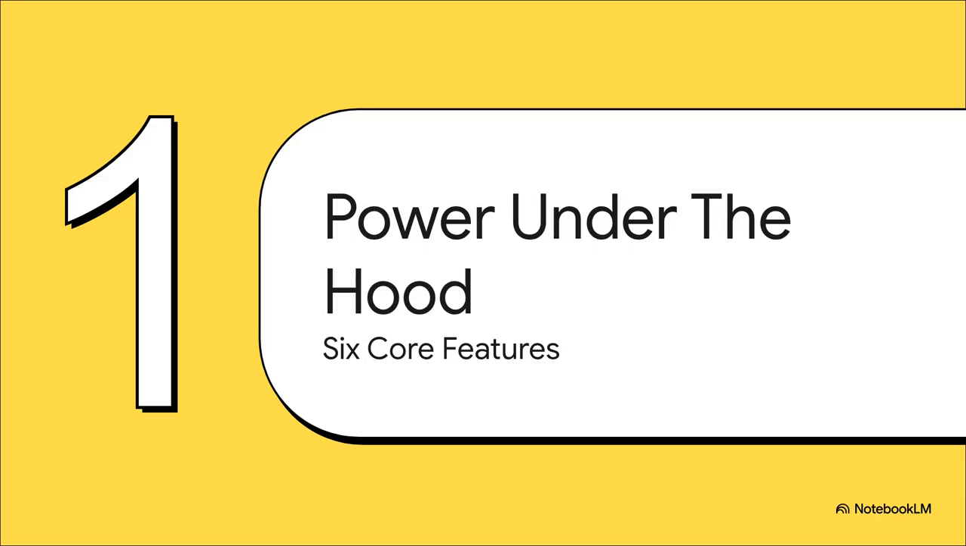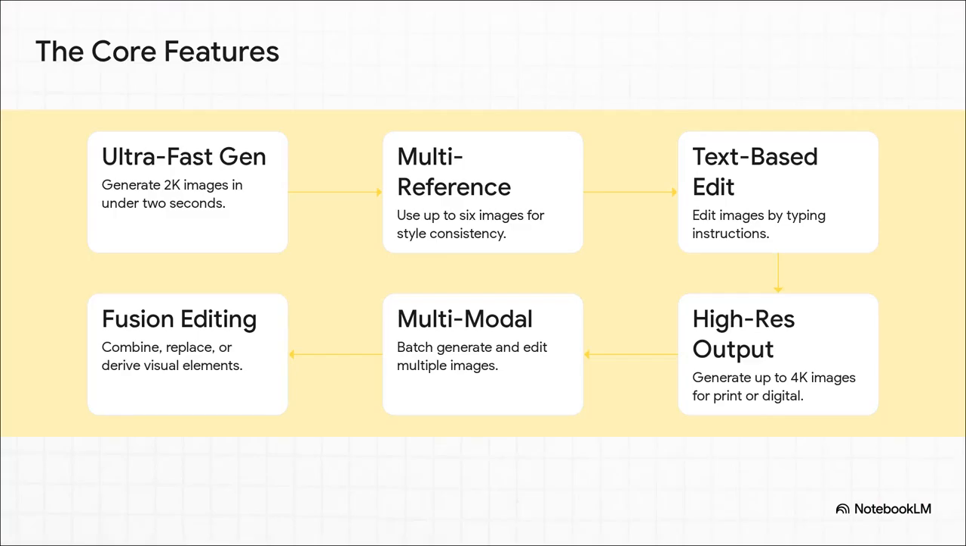So what's all the buzz about? Why is everyone so excited? Well, it really boils down to the tech inside. So let's pop the hood and take a look at the 6 key features that are promising to shake up creative workflows everywhere. Okay, here's the quick rundown. We're talking lightning-fast generation, the ability to use multiple reference images, super intuitive text-based editing, high-res output, the whole shebang. But let's zero in on a couple of the real game changers here.